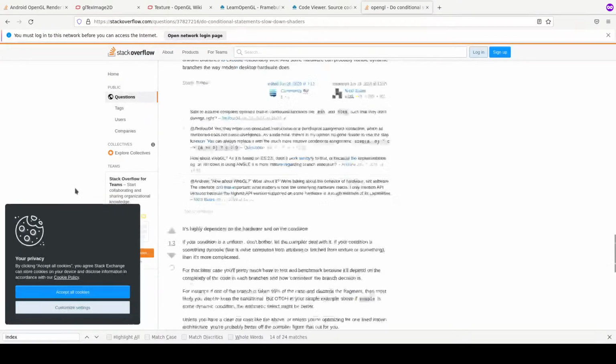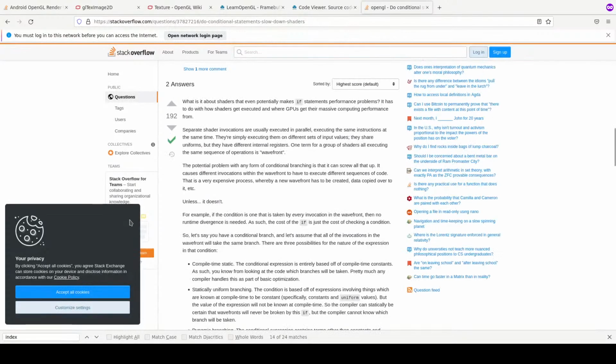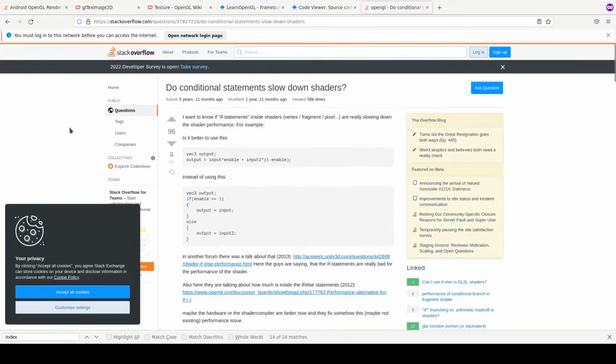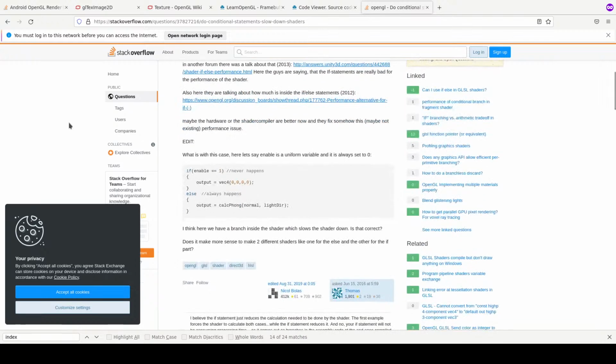What is the question? Do conditional statements slow down shaders? I want to know if statements inside shaders, vertex or fragment or pixel shaders, are really slowing down the shader performance. For example, is it better to use this instead of using this? In another forum, the guys are saying that if statements are really bad for the performance of shaders. Also, here is the talk about the performance issue.